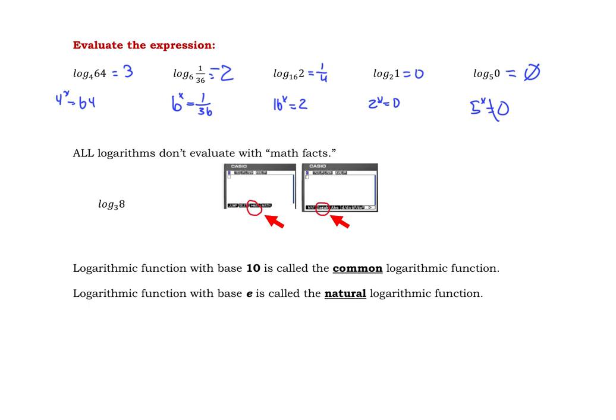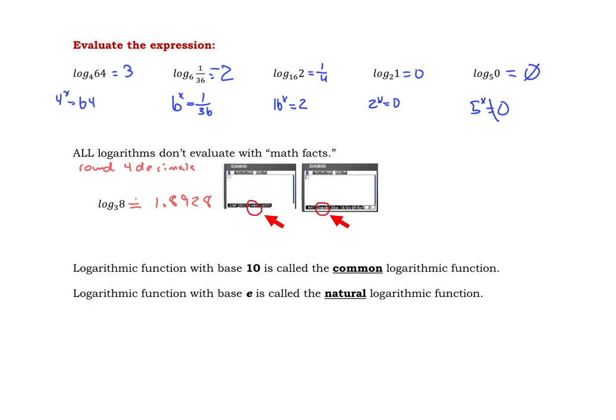Now not all logarithms can be evaluated with math facts, so we have to be able to use our calculator. I have a drawing on here of the Casio that we use in class. In Run-Matrix, we're going to hit the math button, and then the log AB button comes up. If it's not told, we normally round these to 4 decimals, unless otherwise stated. So I put this in: I hit math, log AB, put the 3 in, put the 8 in, and this is approximately 1.8928.